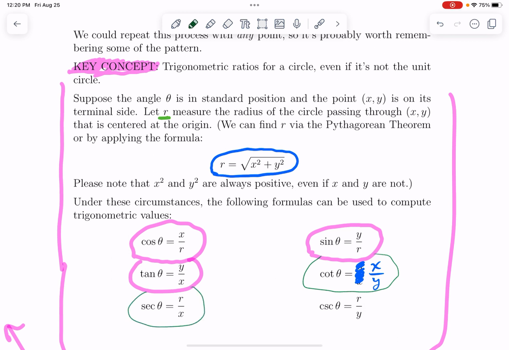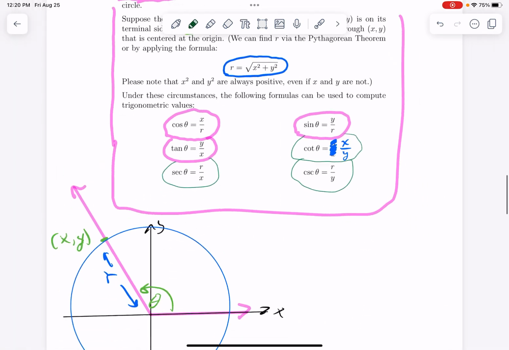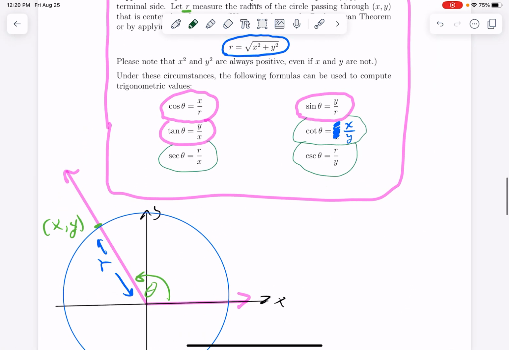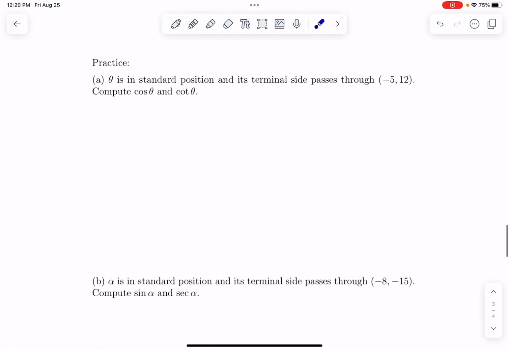Secant is r over x, and cosecant is r over y. So when we have some sort of picture like this, we don't need a unit circle. If we know x and y and r, measuring this distance, we can find all the trig values that way. So let's practice a little bit.